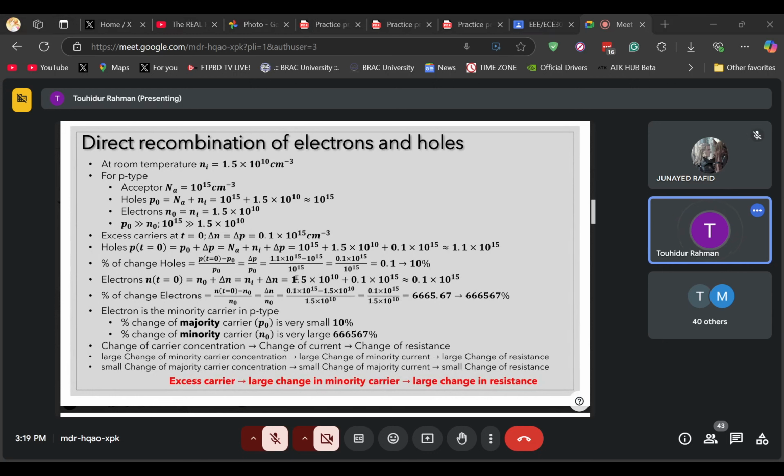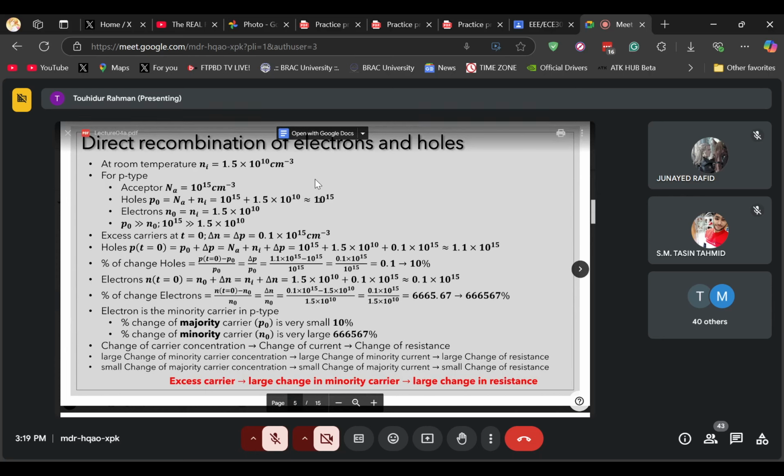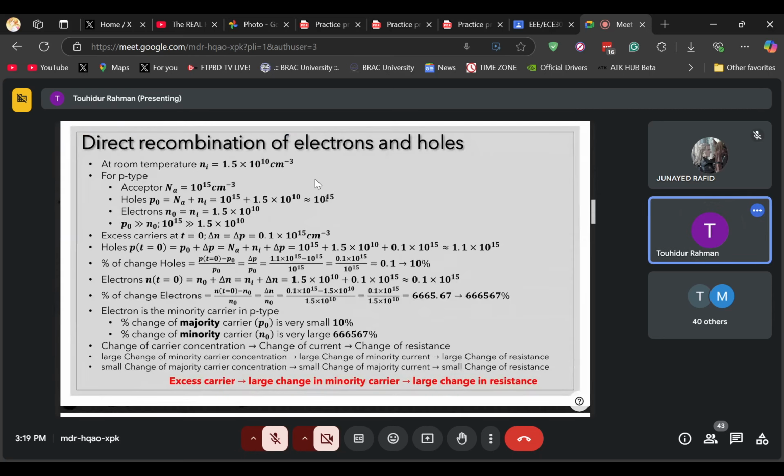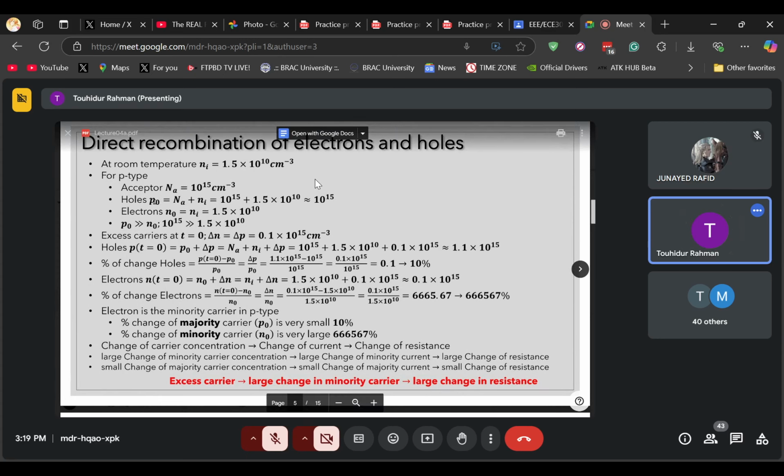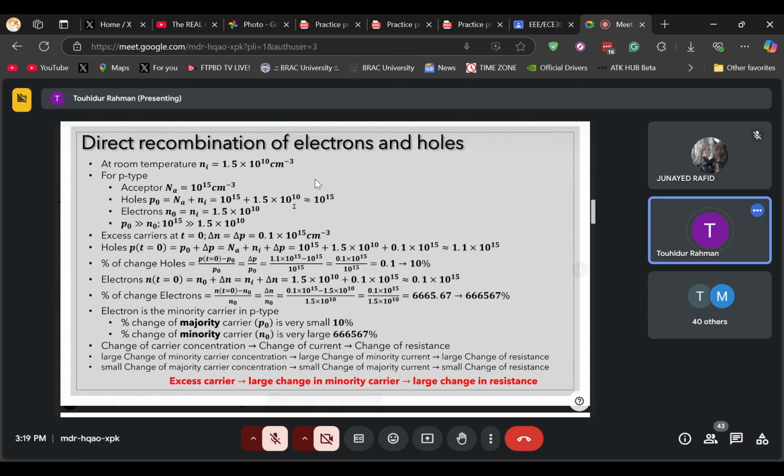So if some of you give me 10 taka, do I really care? Of course I don't. I can give you 10 lakh in return. So if you look at the number of the majority carrier, it's 10 to the power 15. However, the number of minority carrier is only 10 to the power 10. So if I add a little bit to P0, it does not really make any difference because it's already very high.